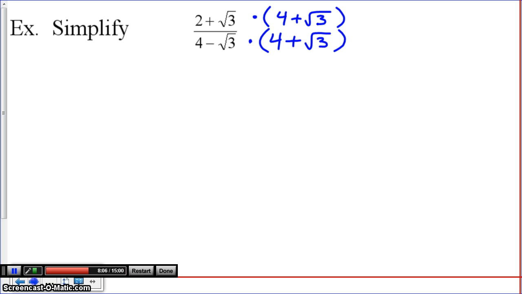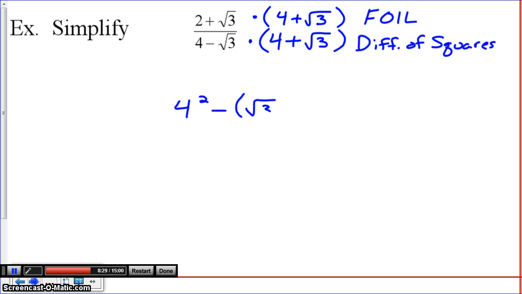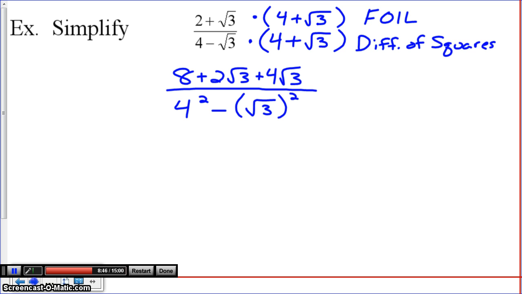Now, in the bottom, we have a difference of perfect squares. In the top, we are going to have to FOIL in order to simplify. So in the bottom, I'm always going to take my first term and square it, minus my second term squared. First term squared minus second term squared. That's on the bottom. In the numerator, I do have to FOIL. First, outer, inner, last, so I get 8 plus 2 square root of 3 plus 4 square root of 3 plus 3.